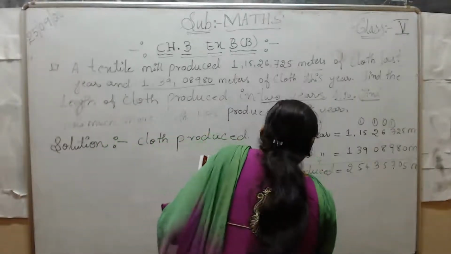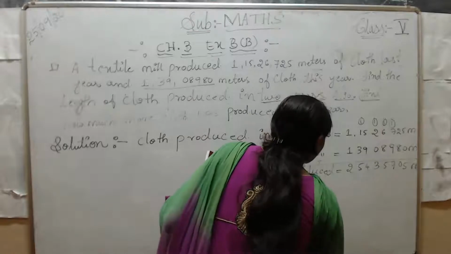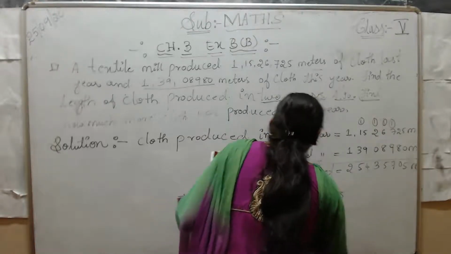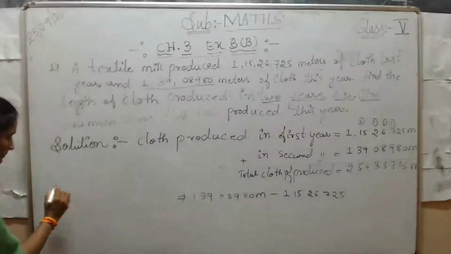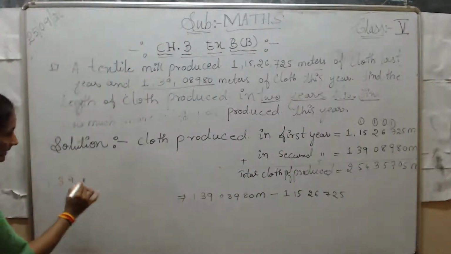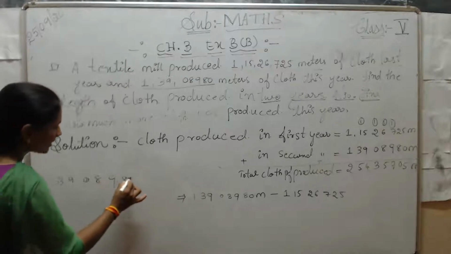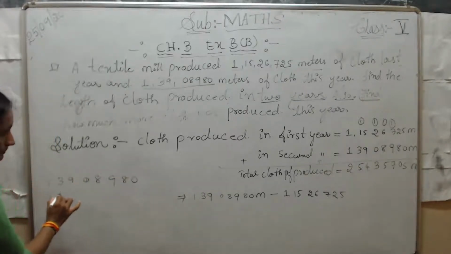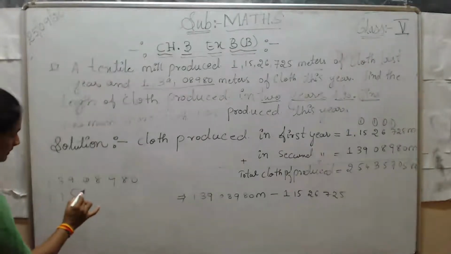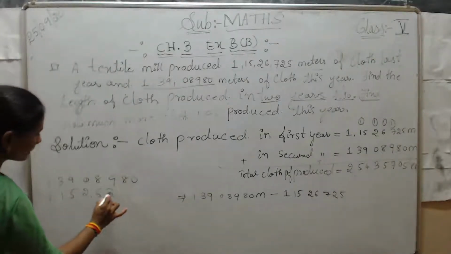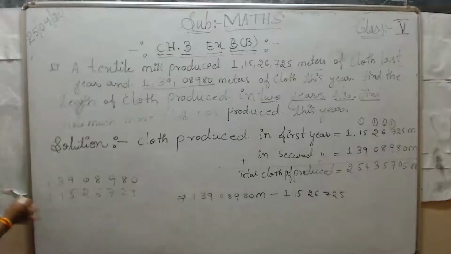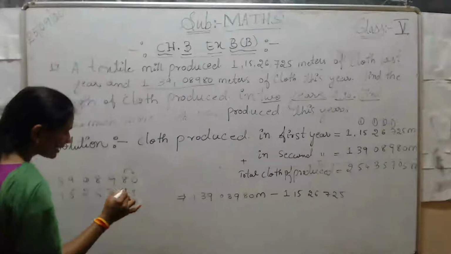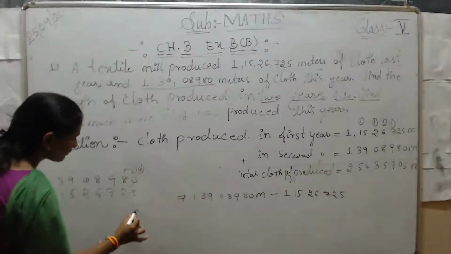Compare which year has the highest production of cloth. The students should subtract. 1390898. Yes. So now 150 26,725 should be subtracted, students. Here you take the carry, that is 0 minus 5 is not possible. This is a 5.